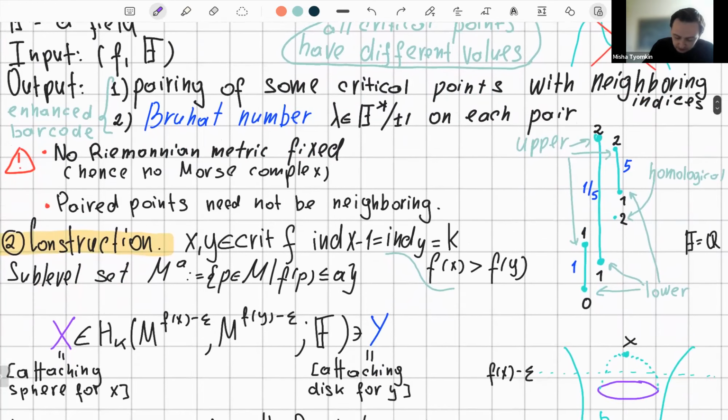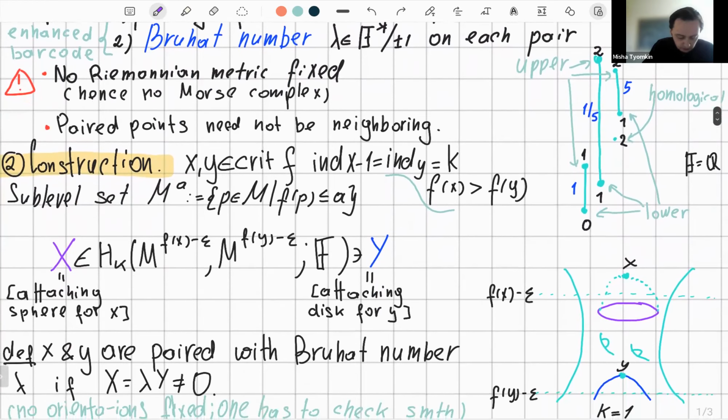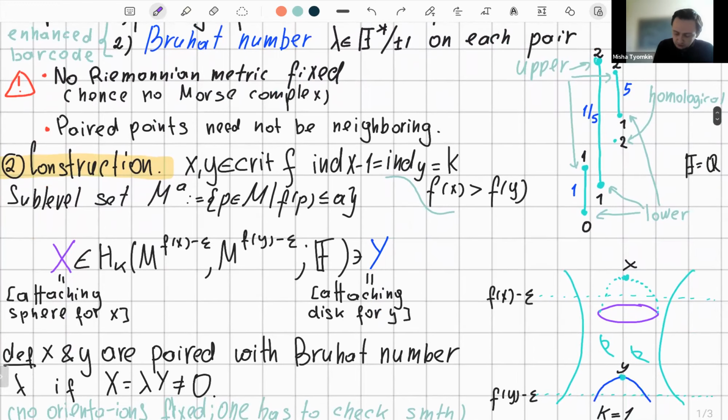So the picture is given on the right. Don't look at the definition yet, just look at the picture. So I have x, which is higher than y, f of x is greater than f of y, and the index of x is one greater than that of y. Then I can consider this topological pair. Definitely, since f of y is less than f of x, this sublevel set is a subset of the other sublevel set.